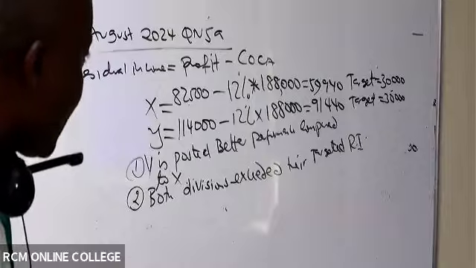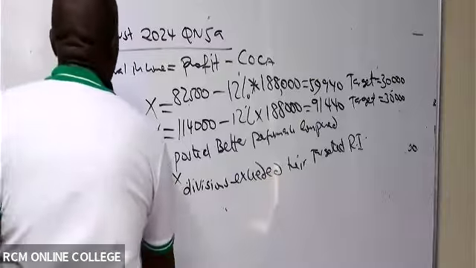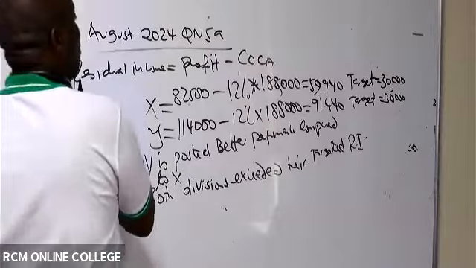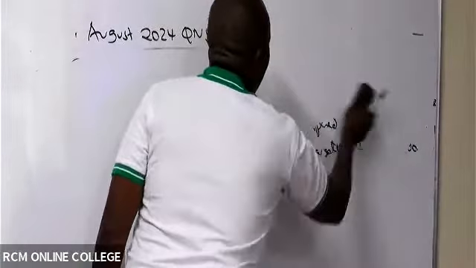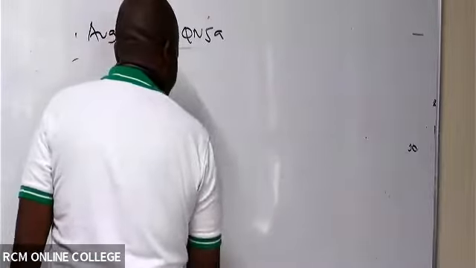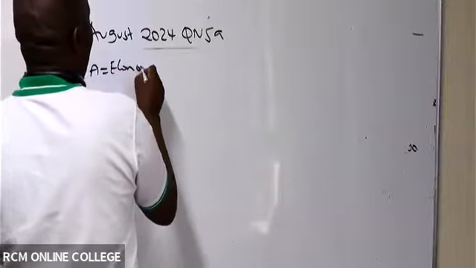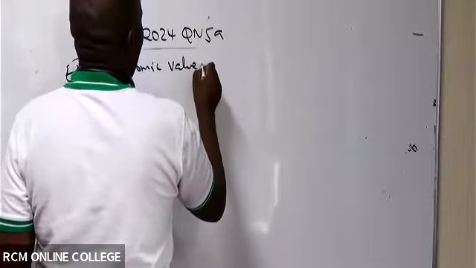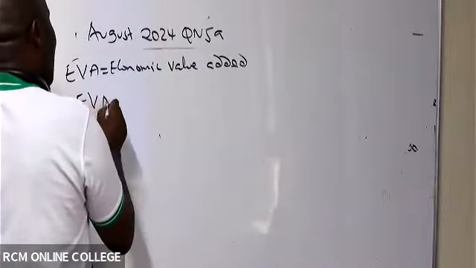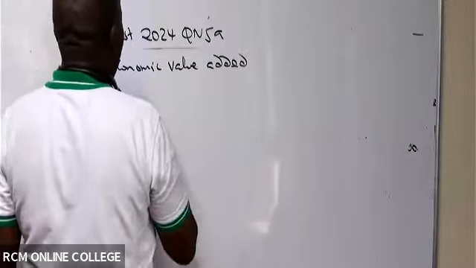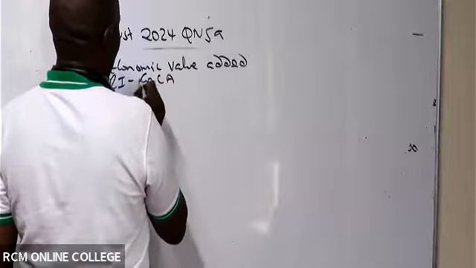Yes. The next question is about EVA. EVA is very, very similar to residual income. EVA, economic value added. So this EVA is very similar to residual income, where we talk of profit minus COCA.